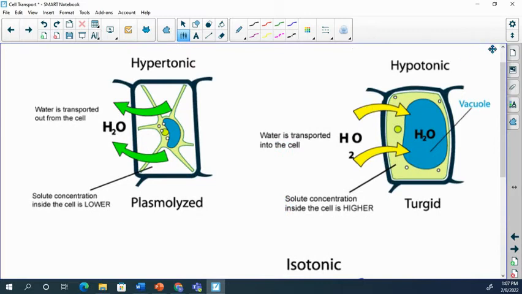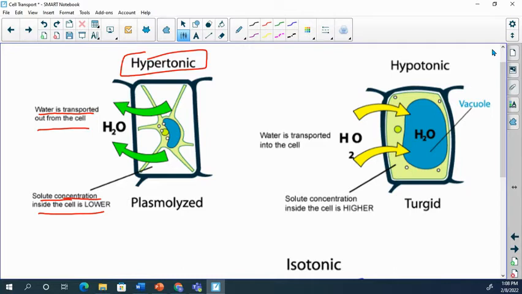So the first type of solution we have is a hypertonic solution. In this case, water is transported out from the cell because there is less water outside the cell. And the solute concentration inside the cell is lower. So there are fewer solute particles present inside the cell. Therefore, to maintain equilibrium, water is transported out of the cell.